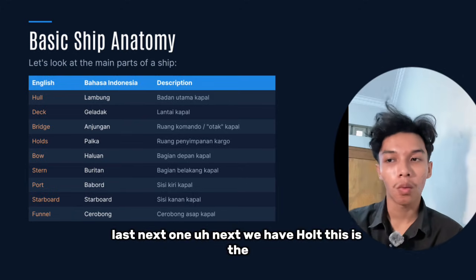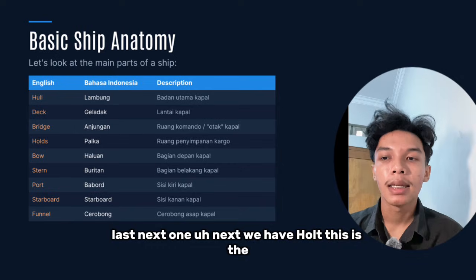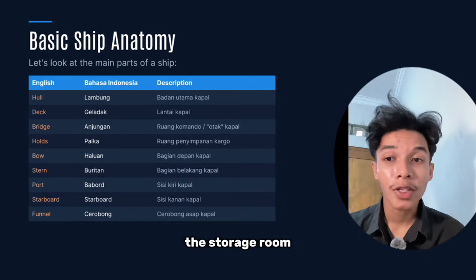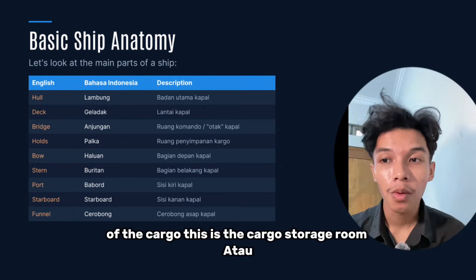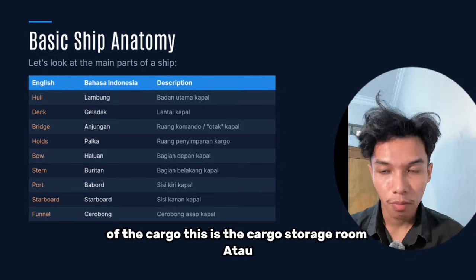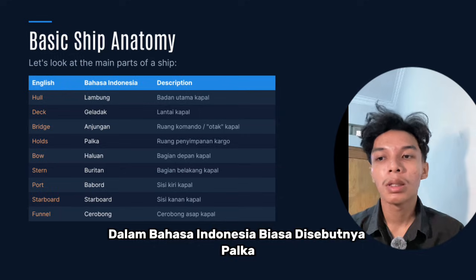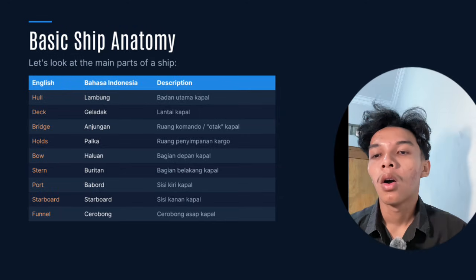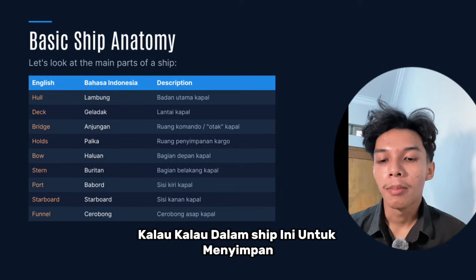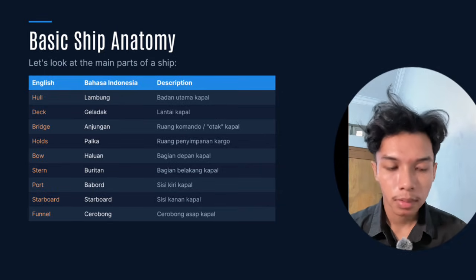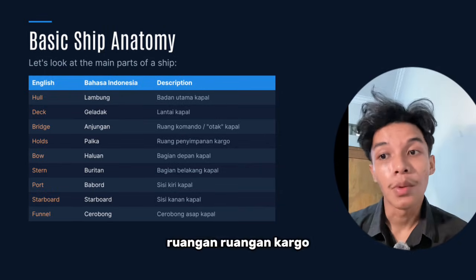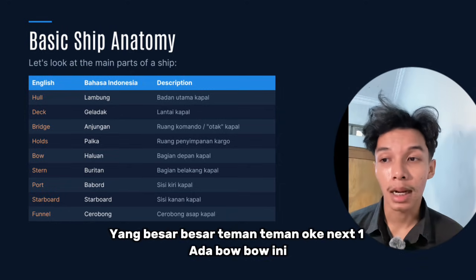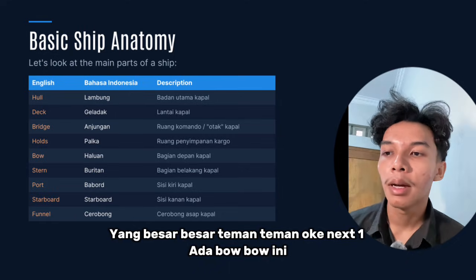Next we have holds. This is the storage room of the cargo. This is a cargo storage room, atau dalam bahasa Indonesia bisa disebutnya palka, teman-teman. Jadi kalau dalam ship ini untuk menyimpan ruangan-ruangan kargo gitu, hal-hal yang bersifat kargo yang besar-besar, teman-teman. Okay.